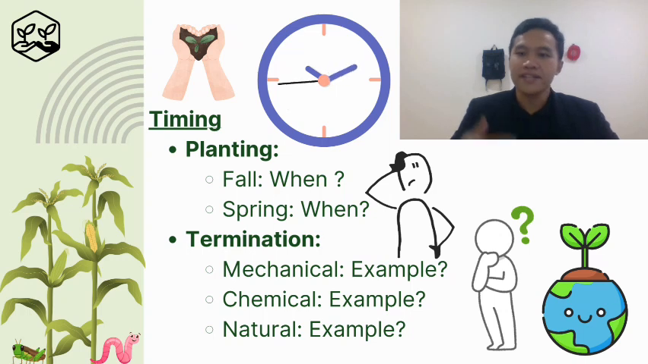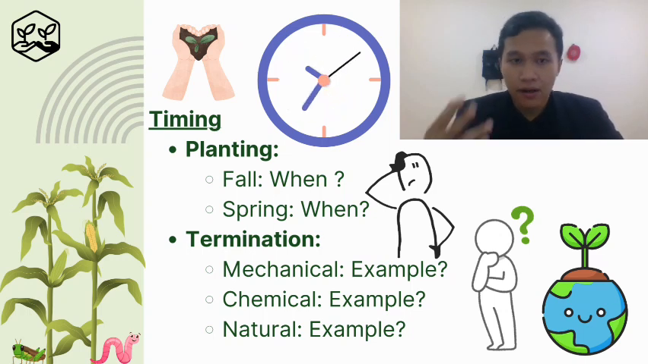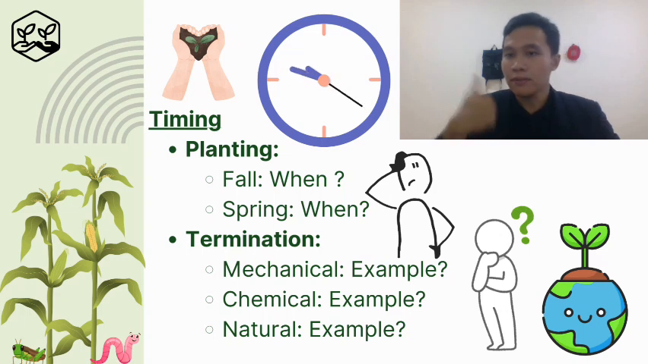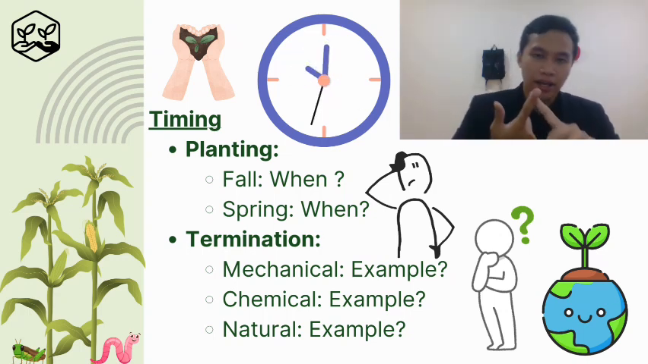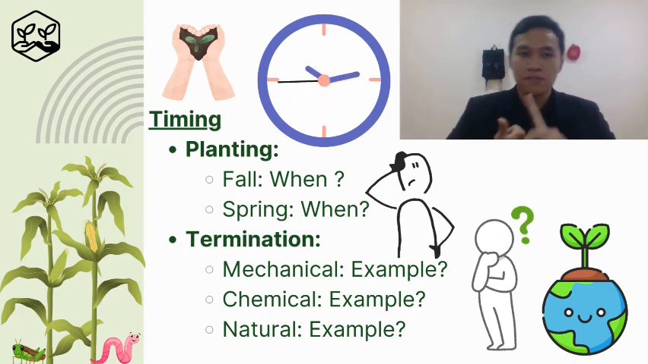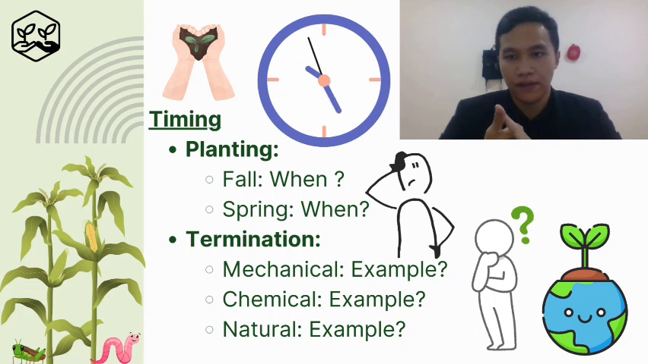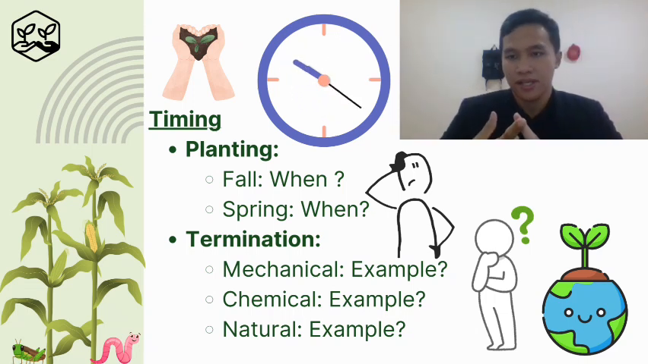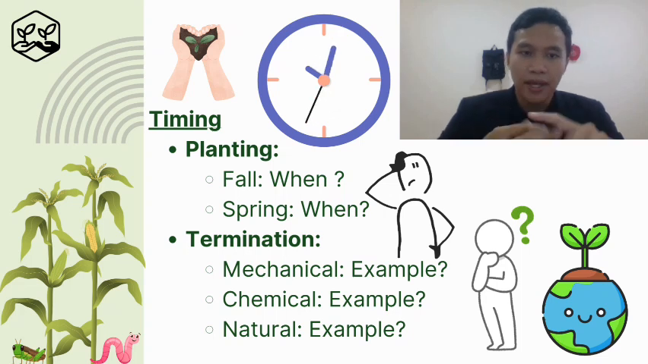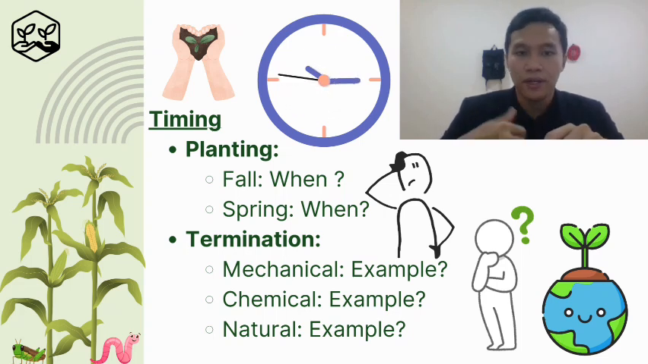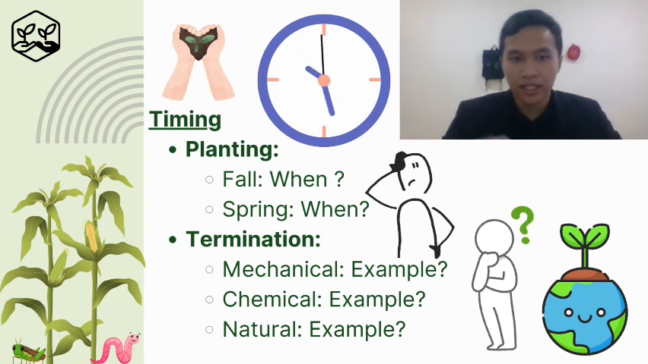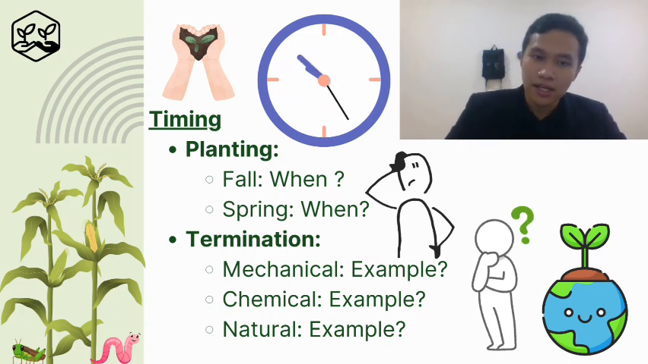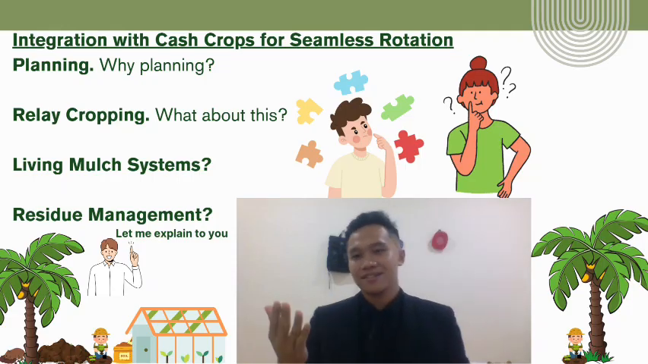When selecting and managing cover crops, we must consider the timing. Timing for the planting is fall and spring. For the fall, we plant post harvest for winter soil cover. Besides that, for spring we have early season preparations. And we have termination: mechanical, chemical, and natural. For mechanical, we have mowing and rolling. For chemical, we use herbicides. And for natural, we have frost and senescence.